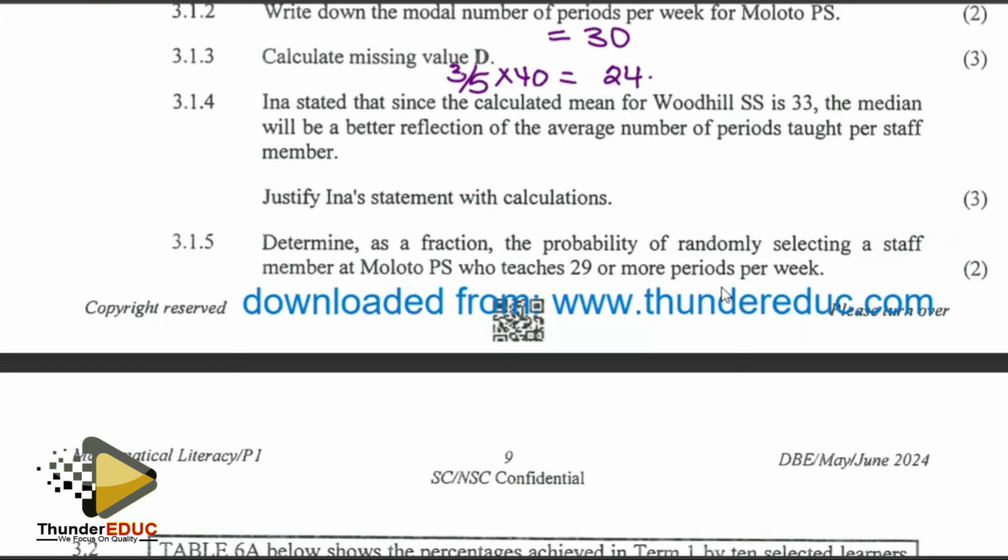Ian stated that since the calculated mean for Woodhill is 33, the median would be a better reflection of the average number of periods taught per staff member. Justify using calculations.